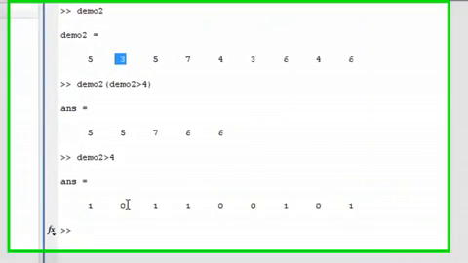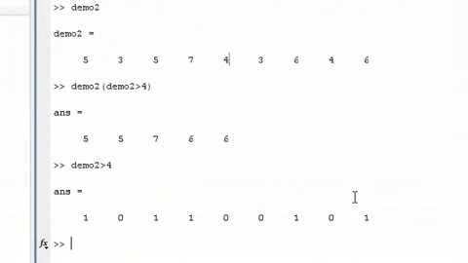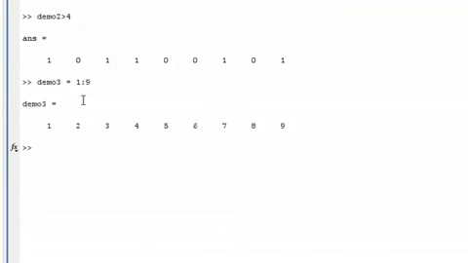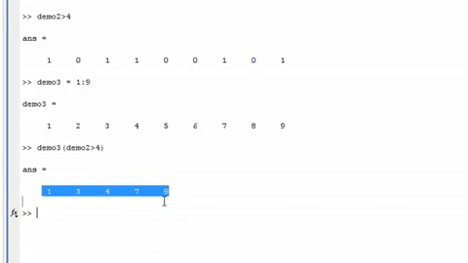So 3 is 0, 4 is 0, 3 is 0, 4 is 0. So it's just knocked off all the ones which are 0 and just compacted together to form that. So we can also, in that respect, take, let's say, make demo3 equal 1 to 9. And we can also do demo3, demo2 greater than 4. And it's just knocked off the respective zeros. So this is 0, this is 0, this is 0, and this is 0. So it's just knocked off the respective zeros to form that.